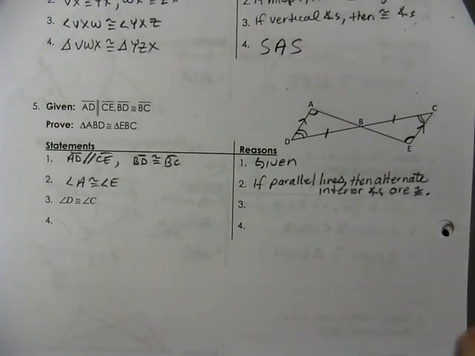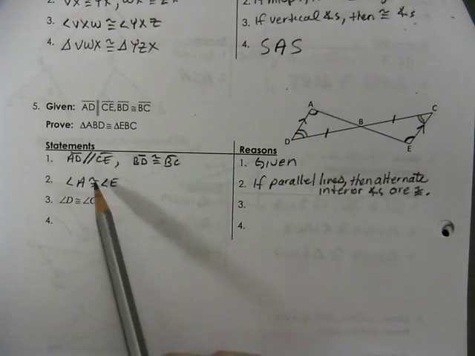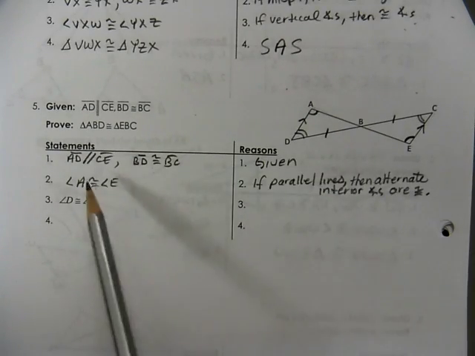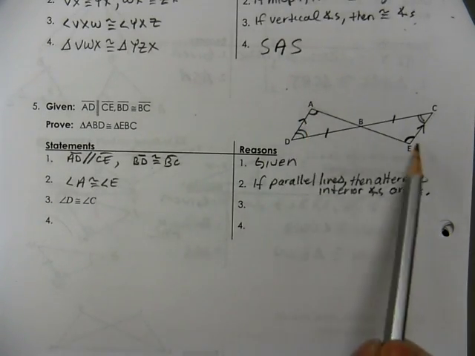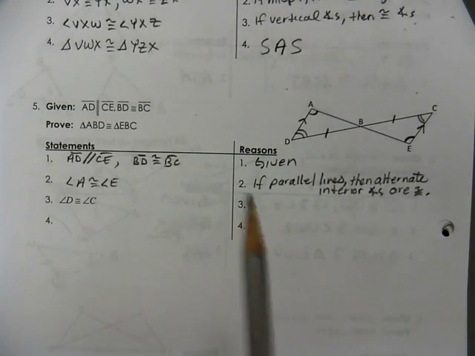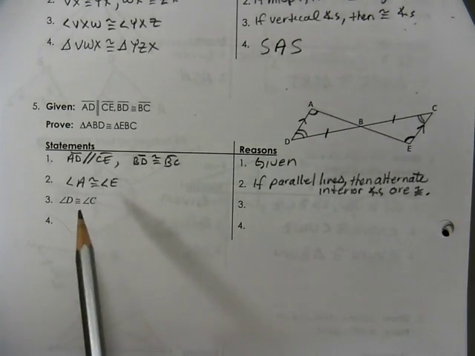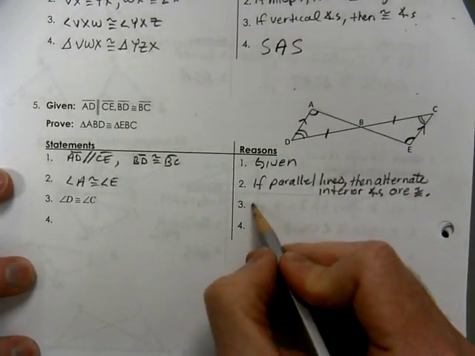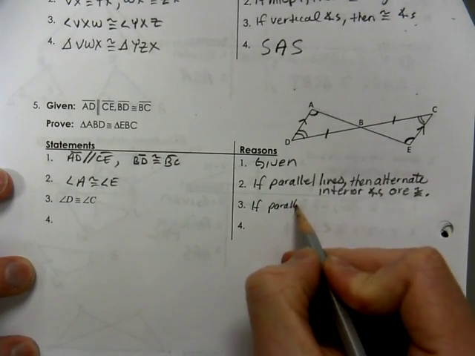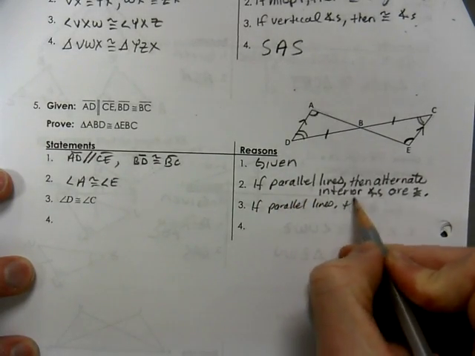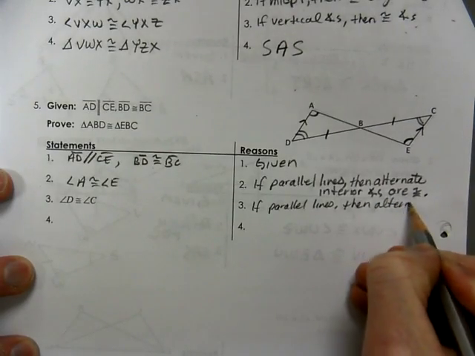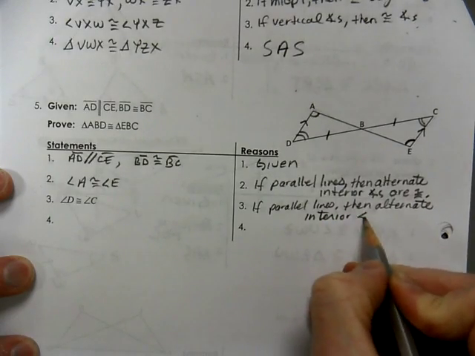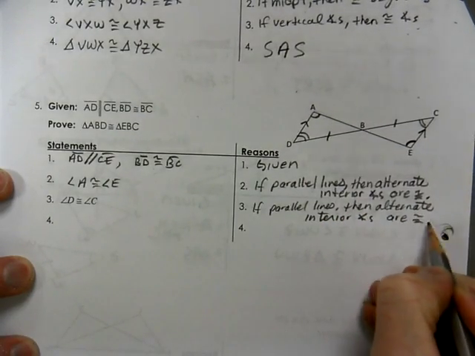Now, this was actually a choice that we had to make. We could have talked about that, or we could have talked about the vertical angles. That was up to you. This is what I decided to do, was to talk about the other set of alternate interior angles. They also want us to talk about D and C. Angle D and angle C, if parallel lines, then alternate interior angles are congruent.